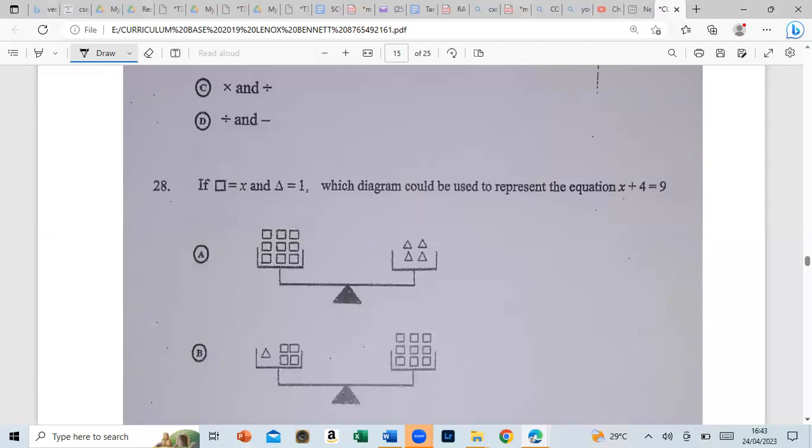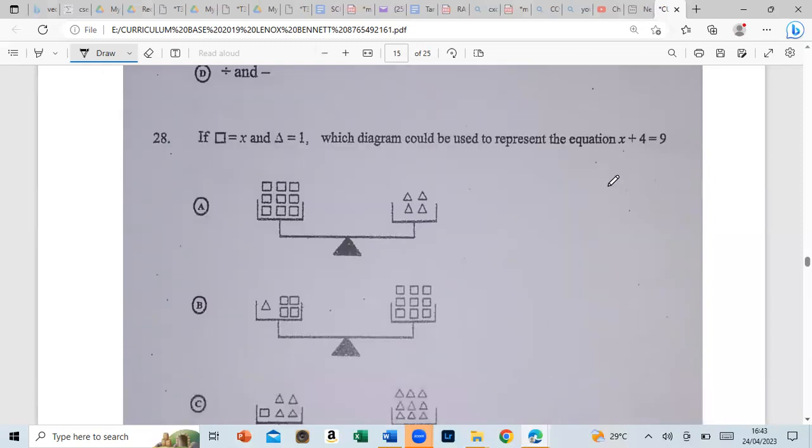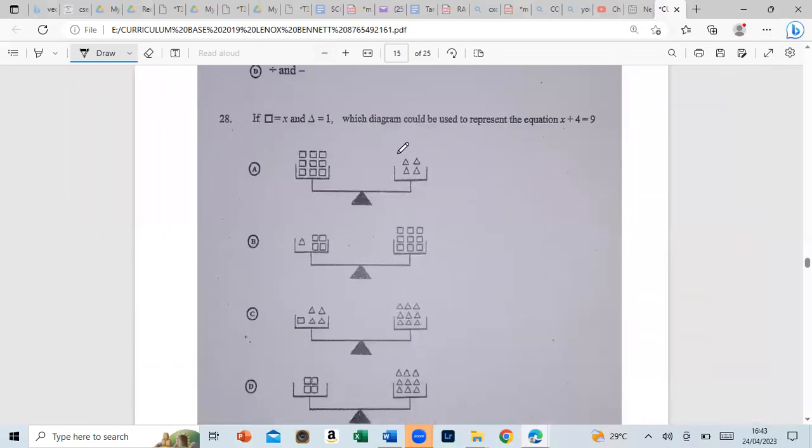If the box is equal to X and the triangle is equal to 1, which diagram would be used to represent the equation X plus 4 is equal to 9? Let's go. So let's put things in perspective. Let's say the box equals X, so this would have been 9X, and then the triangle of 1, so this equals 4. So we can eliminate this, right? That's supposed to be X plus 4, it's 9X.